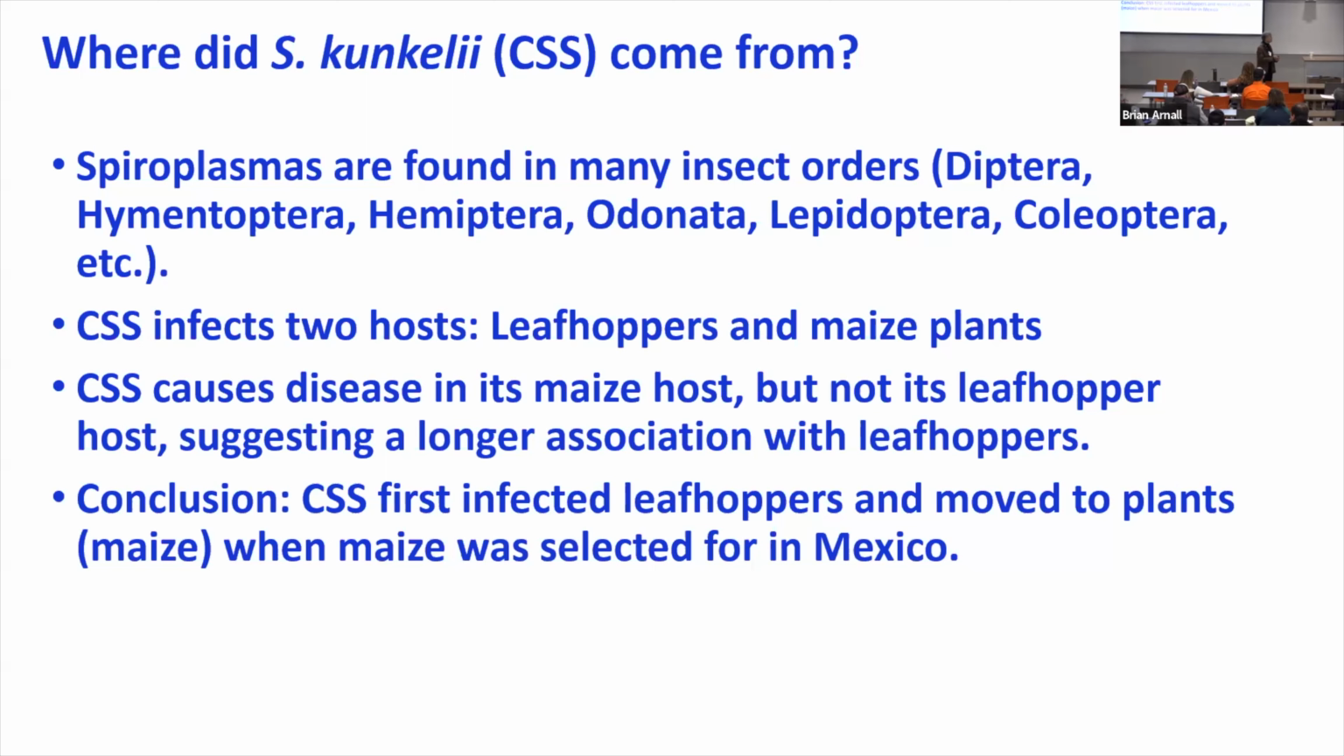Therefore, it's thought that corn stunt spiroplasma first infected leafhoppers and became endemic, if you will, within its leafhopper host, and then moved secondarily to plants. And this happened when maize was selected for, when it was domesticated in Mexico. So where did corn stunt come from? It came from the hoppers.